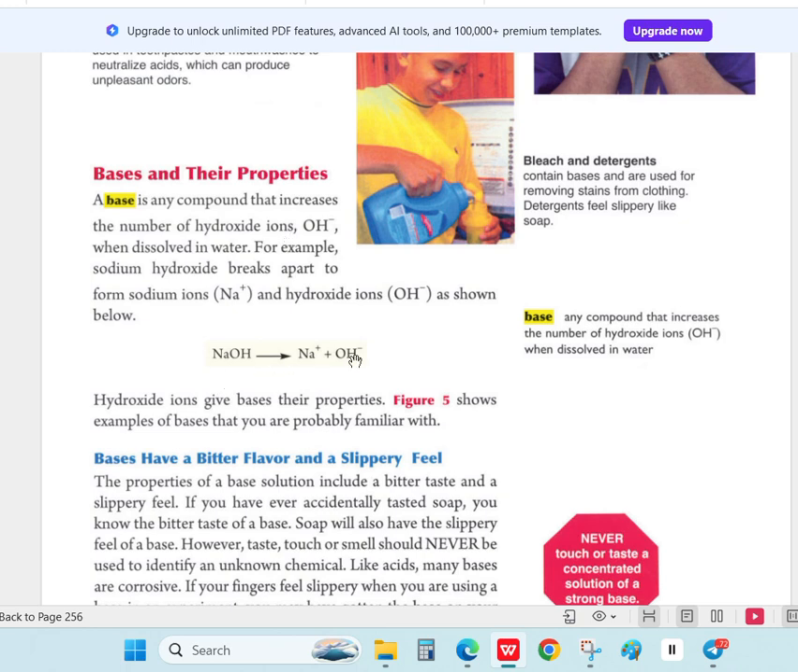So OH is hydroxide. The hydroxide ion is a specific ion that indicates a base solution. In any solution, if there is a hydroxide ion, it means that the solution is a base.